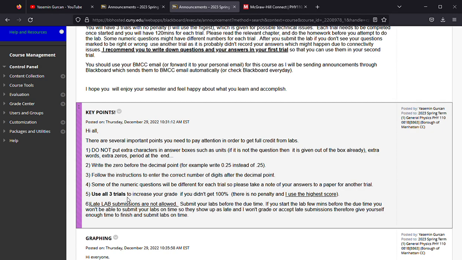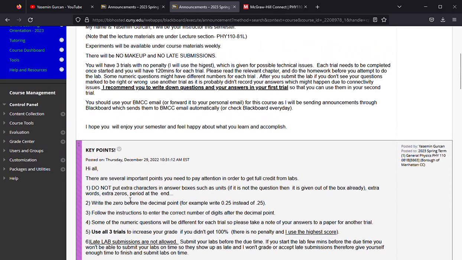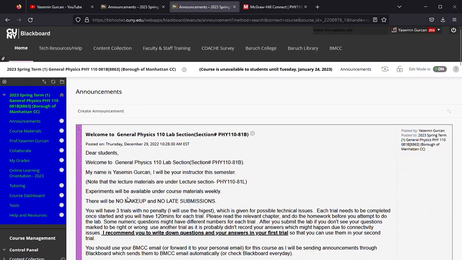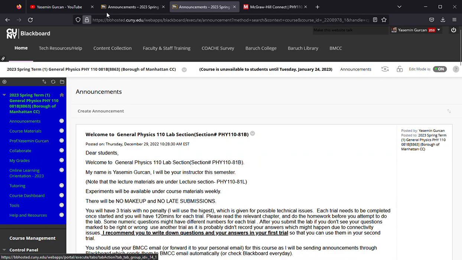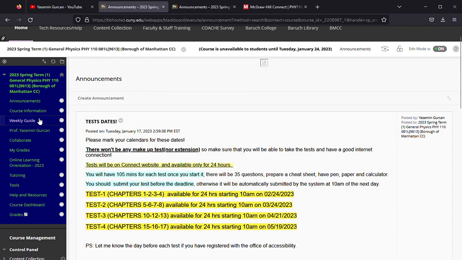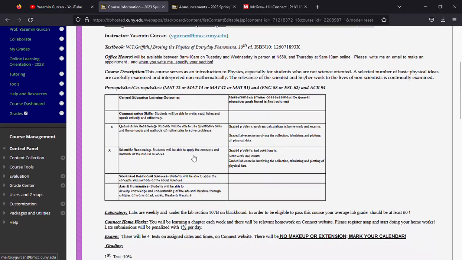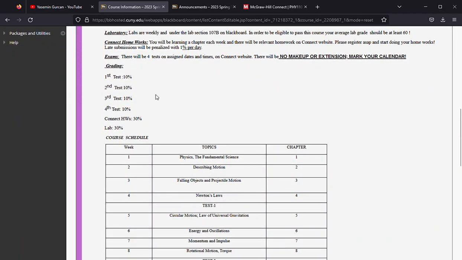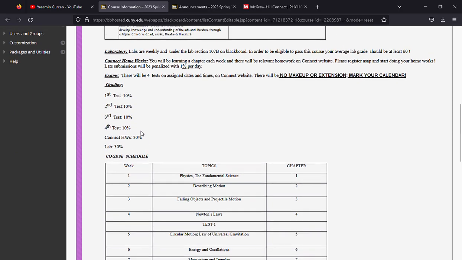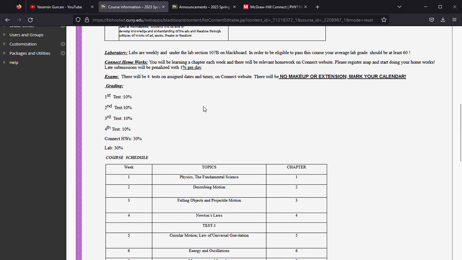Again, for labs, there is no late submission allowed, nor a makeup or extension, so just do them on time and submit them before their due date. Let me go back to the syllabus to see if I'm missing anything. Yeah, the percentages of the components we have, like I said, are labs, homeworks, and tests. Each test is 10%, the homework average is going to be 30%, and the lab average is going to be 30%. For labs, I want you to have at least 60 on average to be able to pass this course.